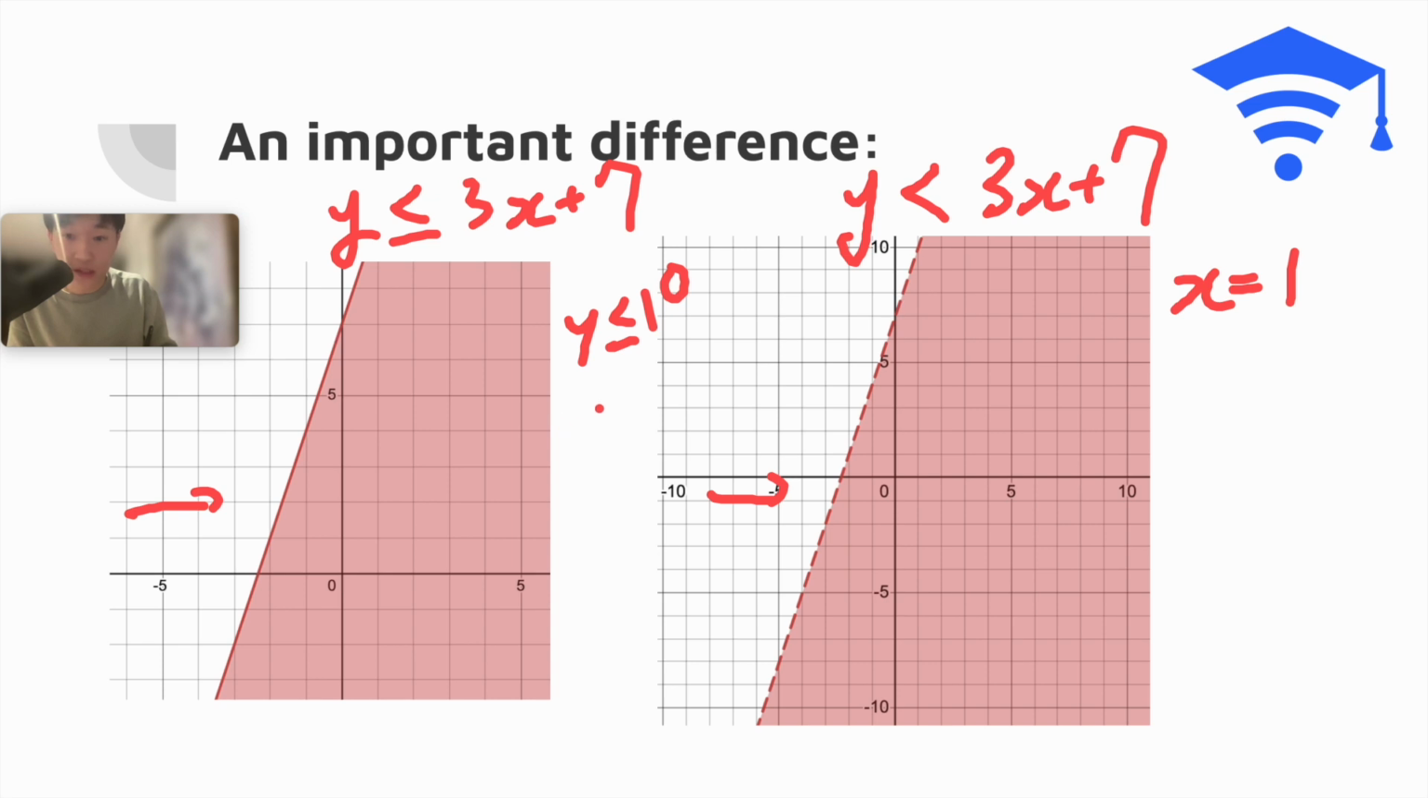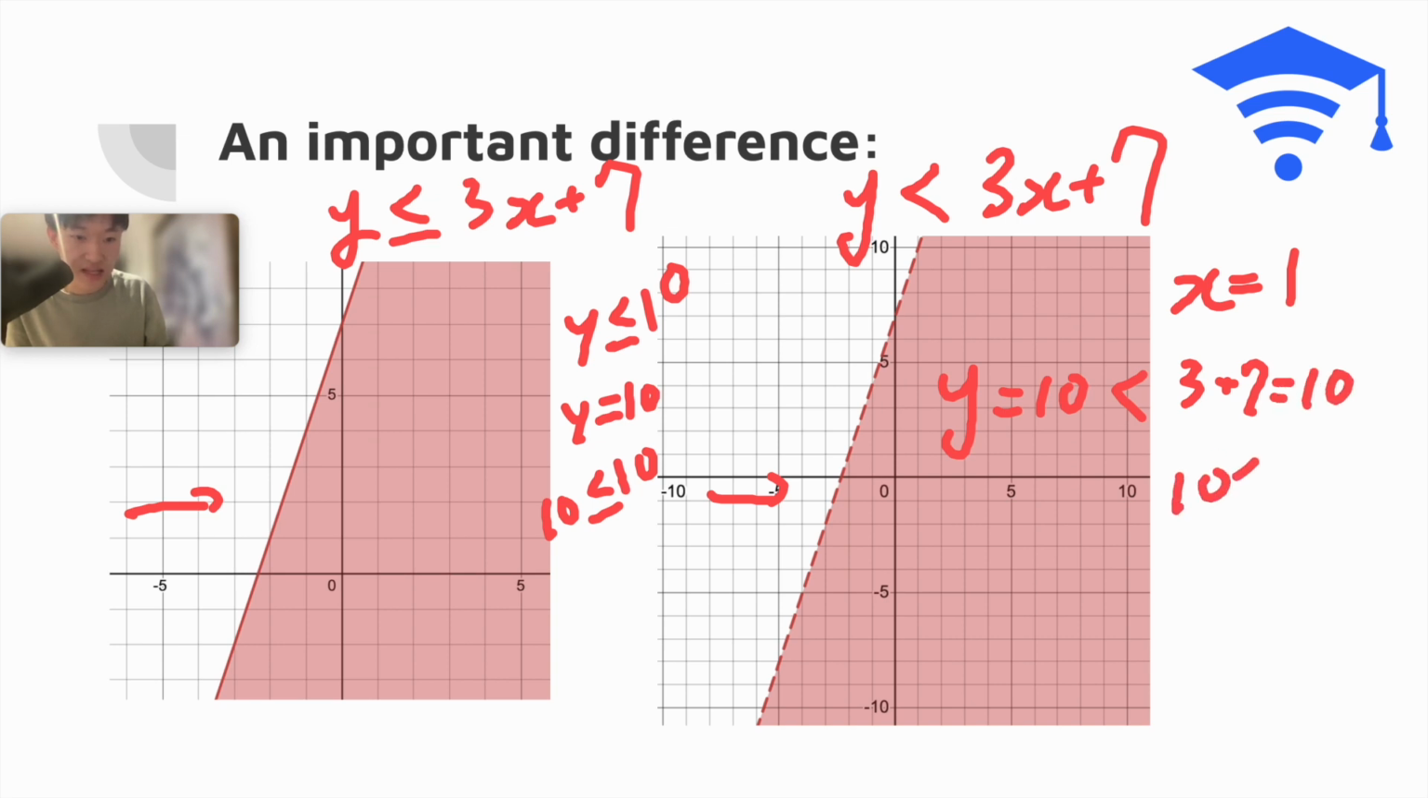So can y be equal to 10? Well, of course, y can be equal to 10 because 10 is less than or equal to 10. But can y equal 10 on the right-hand side? Well, let's see if it makes sense. Let's assume y equals 10. Then y equals 10 is less than 3 plus 7, which is equal to 10. 10 is less than 10 doesn't make any sense because 10 is equal to 10. So no, y cannot equal 10. Y must be less than 10, which is exactly what you will get if you plug in x equals 1 into this equation on the right-hand side here.